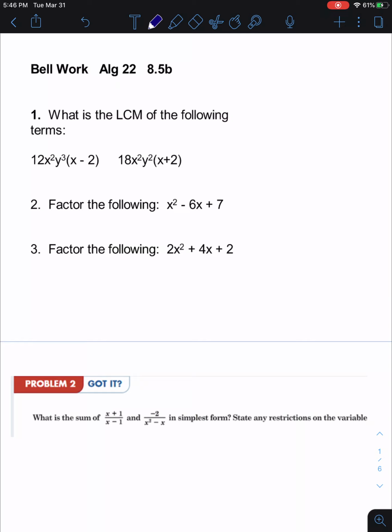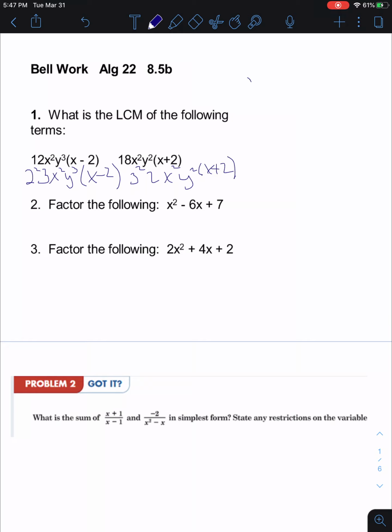I would need them in factored form, so if I took apart 12 into prime factors, that would be 2 squared times 3, because 4 times 3, and 4 is 2 times 2, or 2 squared. And then x squared y cubed x minus 2 as a binomial. Those would be my terms. And then 18 would be 3 squared times 2. And then we have x squared y squared and x plus 2.